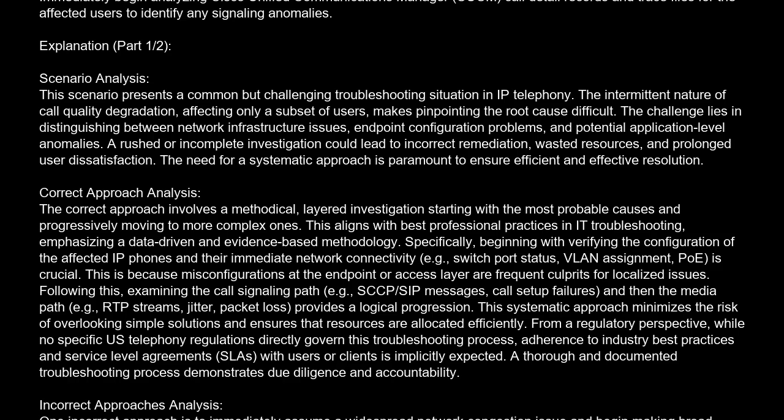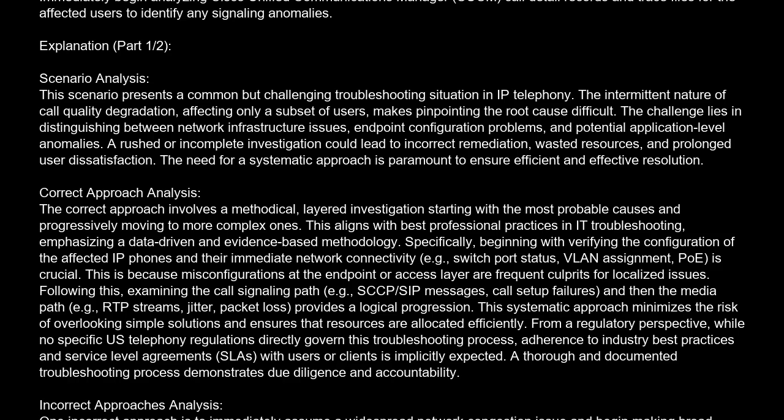Correct approach analysis. The correct approach involves a methodical, layered investigation starting with the most probable causes and progressively moving to more complex ones. This aligns with best professional practices in IT troubleshooting, emphasizing a data-driven and evidence-based methodology. Specifically, beginning with verifying the configuration of the affected IP phones and their immediate network connectivity, e.g., switch port status, VLAN assignment, PoE, is crucial. This is because misconfigurations at the endpoint or access layer are frequent culprits for localized issues.